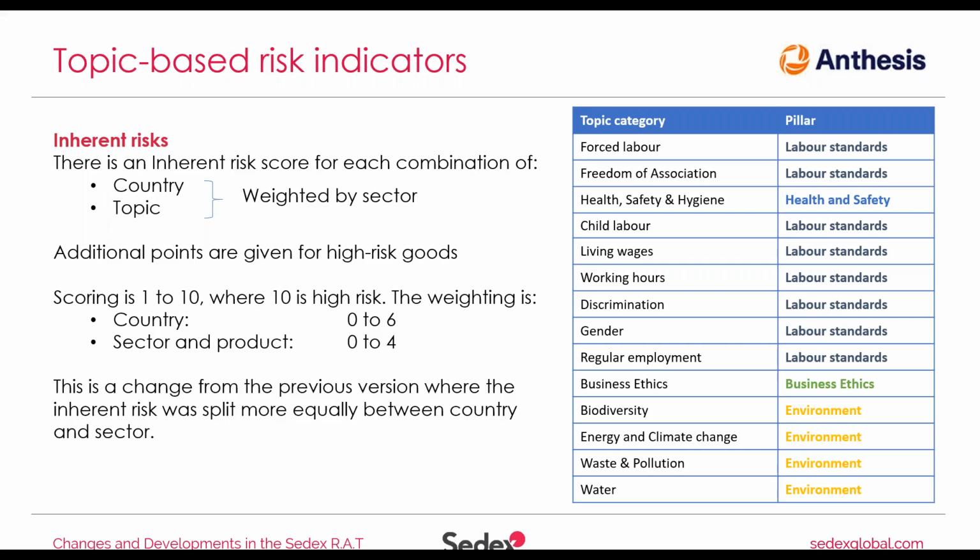You'll note that I've said additional points are given for high risk goods. There are particular goods produced in particular countries that we know have a high risk of being associated with certain poor outcomes. And in those circumstances where those goods are being produced in that country, we're giving a little boost to that sector score. It's just a small one, but that just adds to the risk scores, and I will talk about that now.